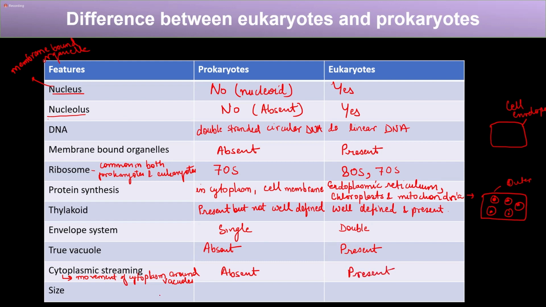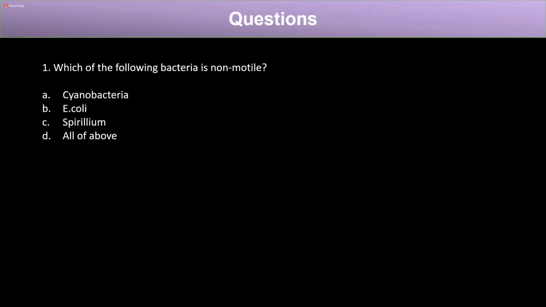And next, if we talk about the size. We studied in the first lecture that the size of a prokaryotic cell is very small, typically in the range of 1 to 5 micrometer. But eukaryotic cells are comparatively larger, with a typical size of 10 to 20 micrometer. So these are the differences between prokaryotic and eukaryotic cells, and with this you have also revised what we have studied about prokaryotic cells till now. Now, let's quickly discuss a few questions, and after that, I'll end this lecture.